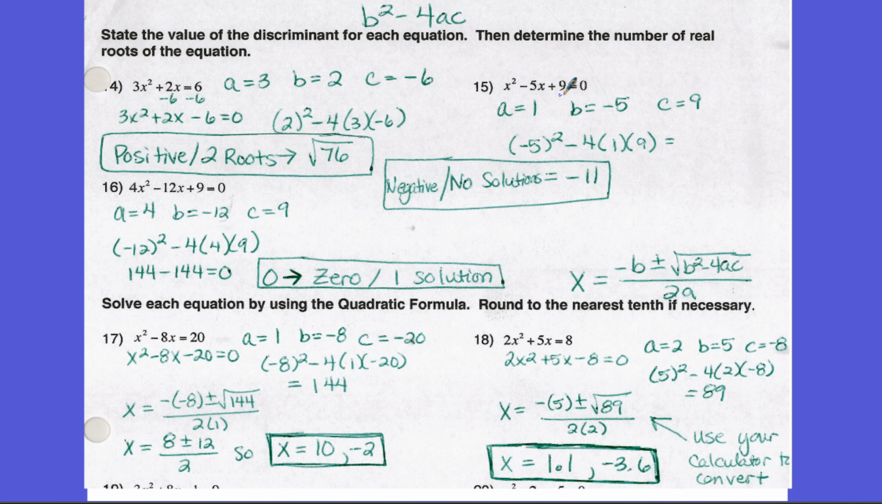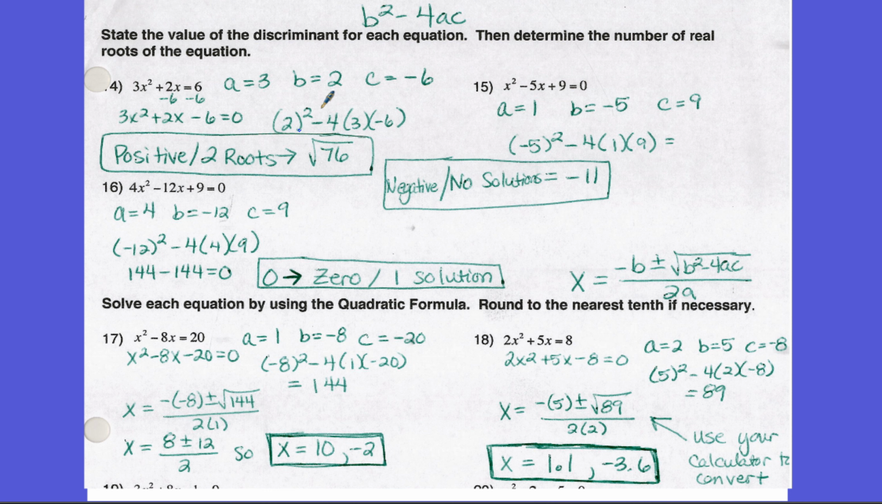Number 15, same thing. It's already equal to 0, though, so I have 1, negative 5, and 9. I plug this into my formula. I get negative 11. Can't take the square root of negative 11, so it's going to be no solutions. The last one, again, already equal to 0. 4, negative 12, and 9.